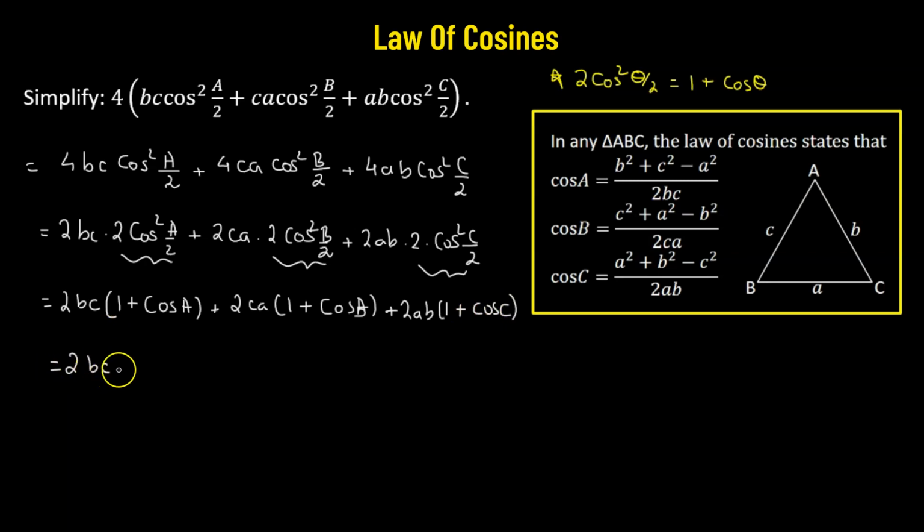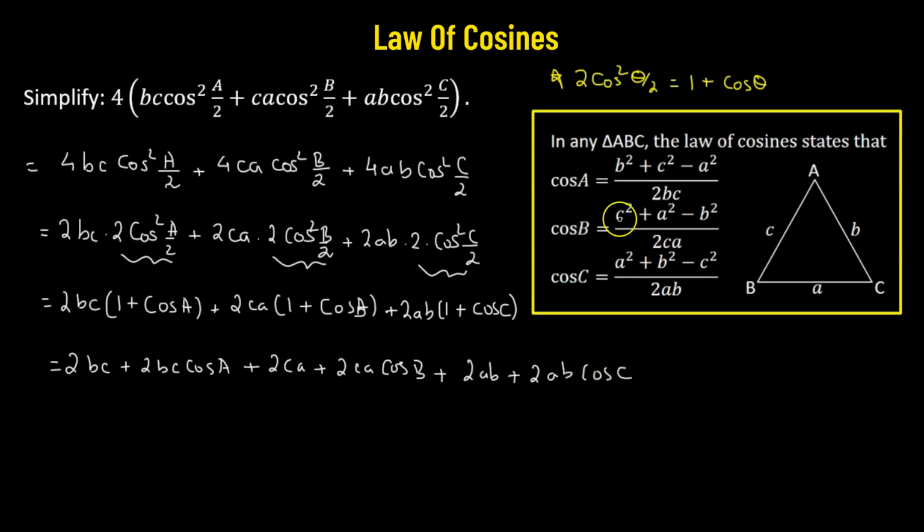So we have 2 times BC plus 2 times BC times cosine of A plus 2 times CA plus 2 times CA times cosine of B. And we have 2 times AB plus 2 times AB times cosine of C. Now we can use the law of cosines which is stated here. So let's first combine the first, third and the fifth term. So we have 2 times AB plus 2 times BC plus 2 times CA.